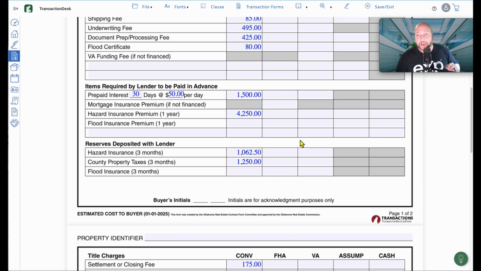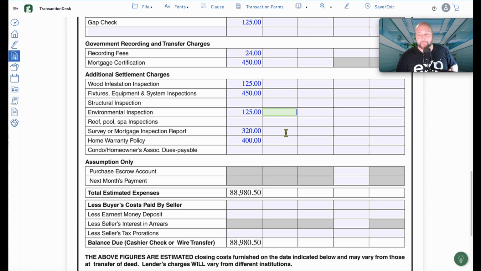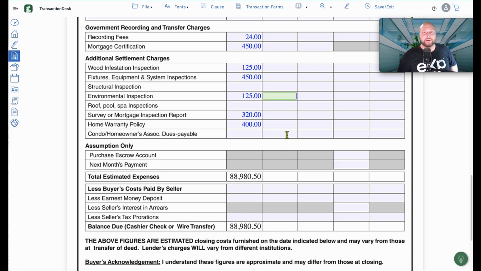So far, with your down payment of $75,000 and all your costs included in purchasing a property, you're looking at $88,980.50 when you're putting 20% down on a $375,000 house. Go ahead and put a $3,500 earnest money check in right there. That's going to bring it down to $85,480.50. And that, line by line, is the exact cost to buy a $375,000 home in Oklahoma at the time of this video.